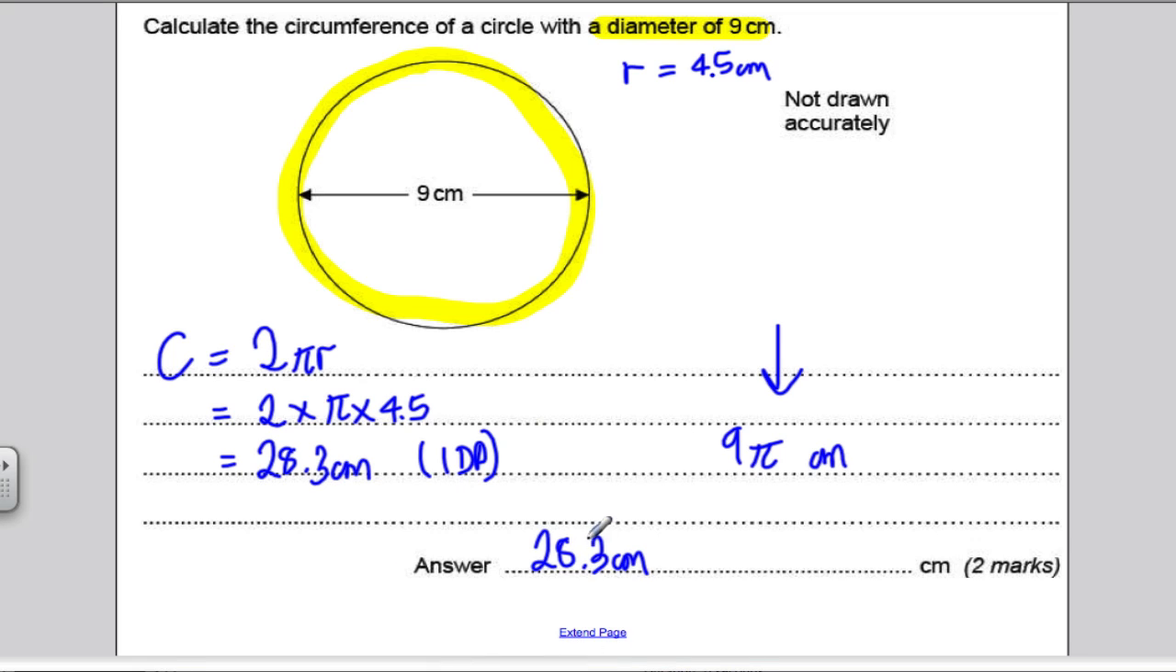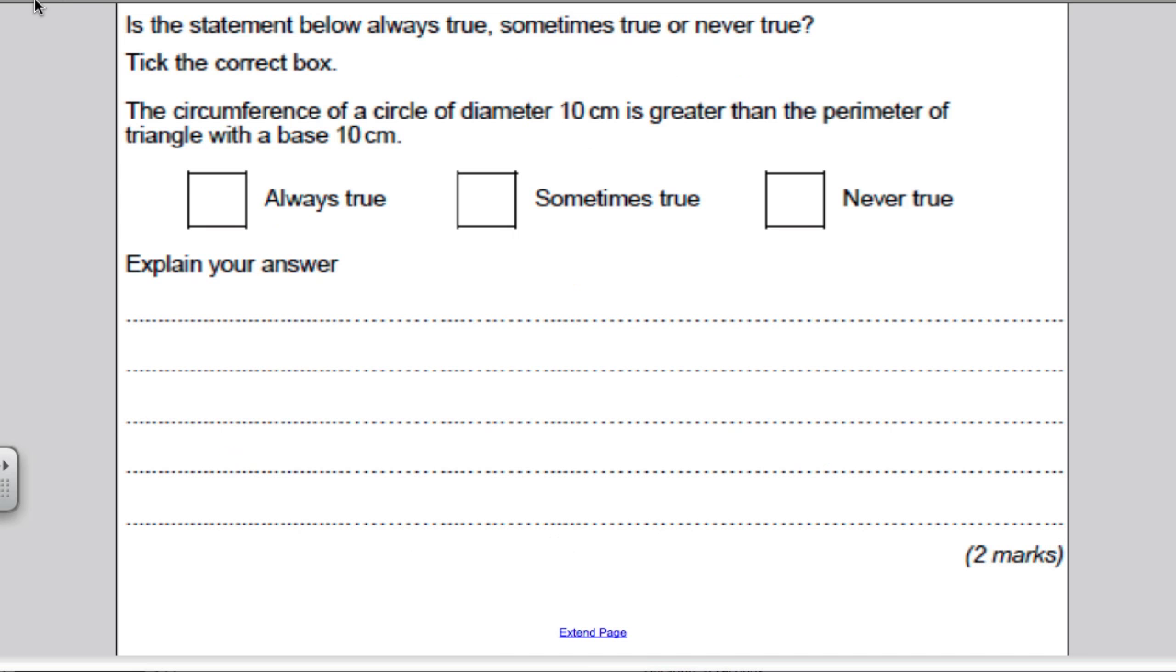Okay, next question. Pause the video as always, try the question. After 10 seconds, I'll go through. Okay, so going through this, you had to tick a box here. It's a 2 marker ticking a box. You should be able to work these ones out by yourself. It's a bit strange question, but if you just think it through, it should be easy marks for you.